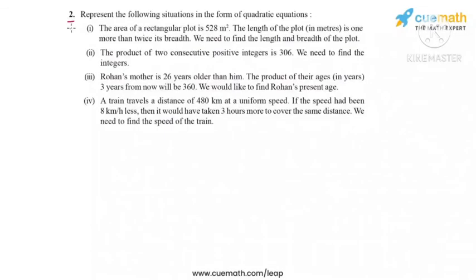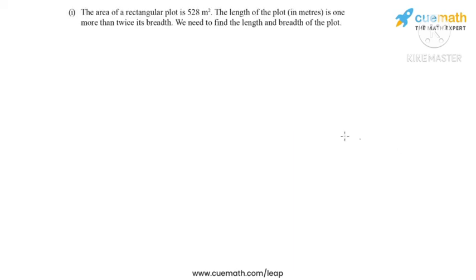In question 2 of this exercise, the problem statement says, represent the following situations in the form of quadratic equations. So we have these 4 word problems, word situations, and we have to convert each one of them into a quadratic equation. So let's start with the first part. In the first part, the statement says the area of a rectangular plot is 528 meters square. The length of the plot is 1 more than twice its breadth. We need to find the length and breadth of the plot.